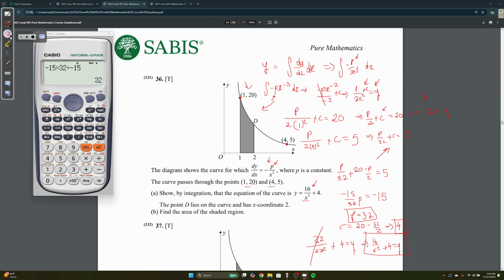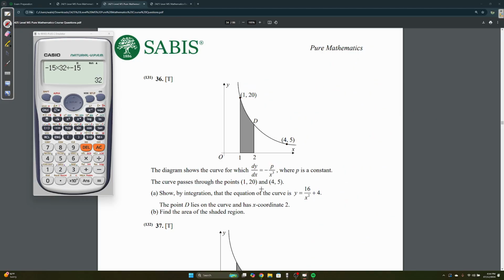Okay, so we showed it. We finished part A. Then they said the point D lies on the curve over here, and its x-coordinate is 2. Find the area of the shaded region. So we're finding the area between the curve and the x-axis, right? And our bounds are given, 1 and 2.